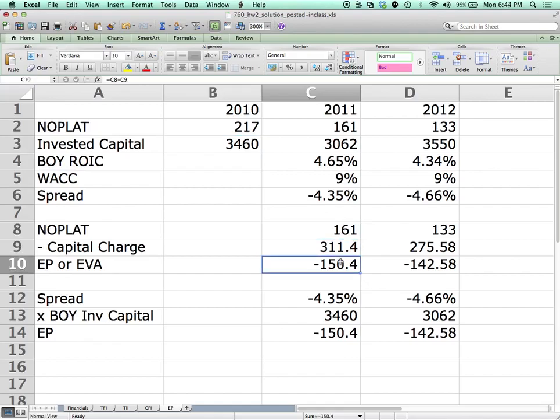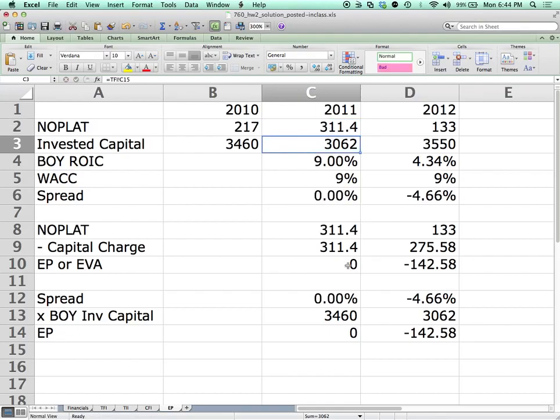Yes? So is the 150 how much higher the NOPLAT had to be or the invested capital had to be? This is how much higher the NOPLAT would have to be. So if my NOPLAT was, and again I'll save this so I can undo it, if my NOPLAT was 311.4, then I would have a 0 spread and I would have a 0 economic value added. It basically means I earned exactly what I was expected for the capital and the risk that was employed.